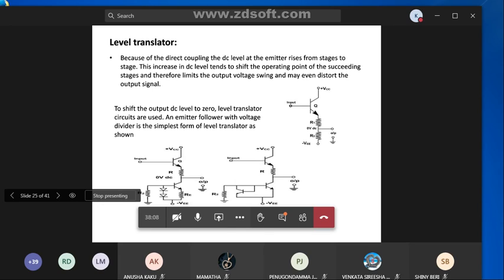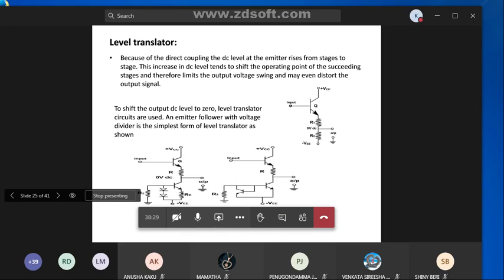So it is emitter follower. This circuit, an emitter follower with voltage divider, is the simplest form of level translator circuit. Why is it called emitter follower? This circuit is called an emitter follower with voltage divider, the simplest form, right? So it is an emitter follower circuit.